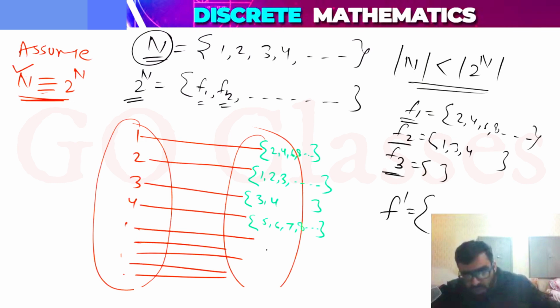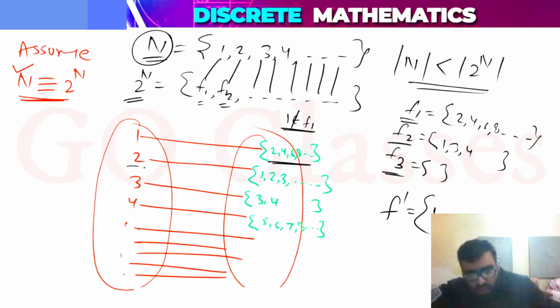Okay, now what I will do, I will create an f dash which is not in this list. Basically, I will create f dash which is not covered by this bijection, by this one-to-one correspondence. How will I create it? Very easy. Just see, one is not present in its own image. One is not present in f1. Remember, f1 means the element to which it is mapped. So one is not present in f1, so I will take one.